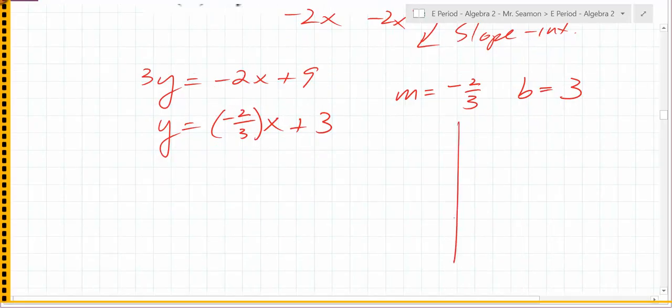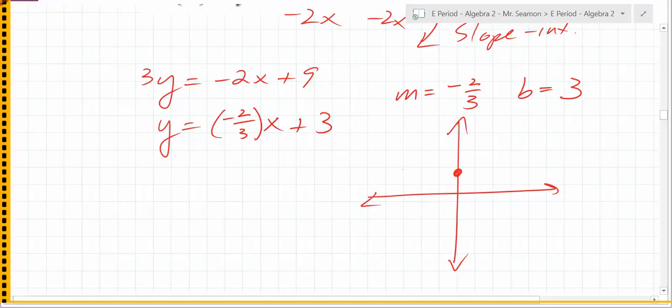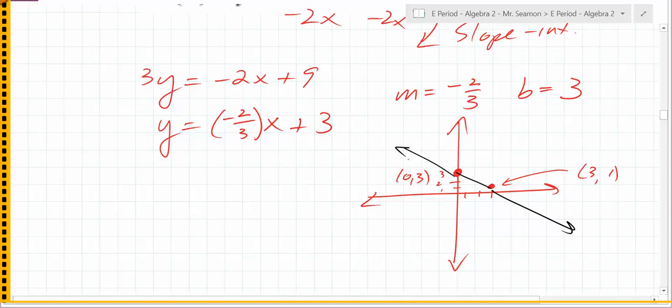So if you graph this, you would start at the point 0, 3 right there. And then what's the slope? You go down 2 and over. So if you went down 2, you'd be at, so there's 1, 2, 3. Go down 2 and over 3. What's that point right there? If I go down 2 and over 3, what point am I pointing at? No, it would be 3, 1. So now if I connect this, there's our line. What's your question now, Milo?